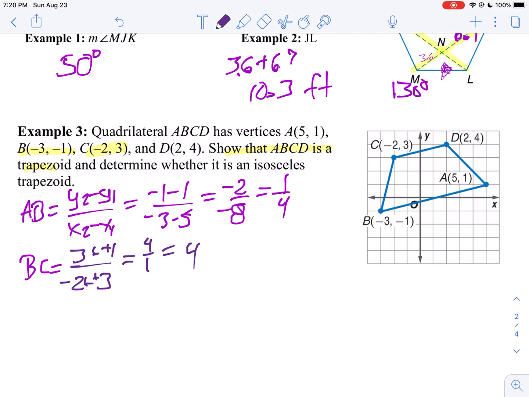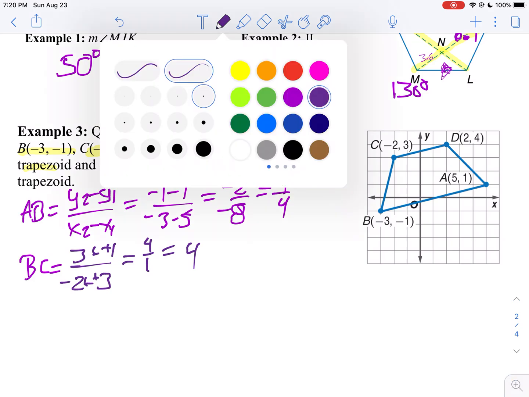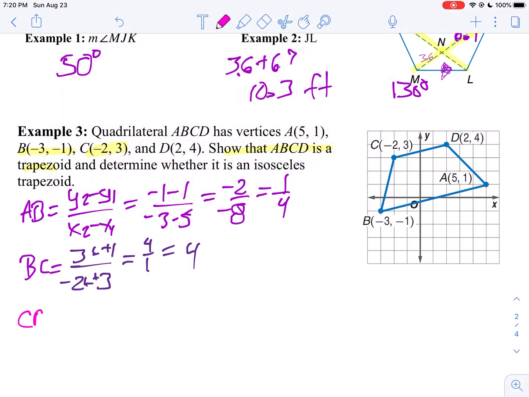Now let's find the slope of C to D. So then we'll say 4 minus 3 over 2 minus a -2. So 4 minus 3 is 1. 2 minus a -2 is 4. So we get 1/4. Notice AB is parallel to CD.